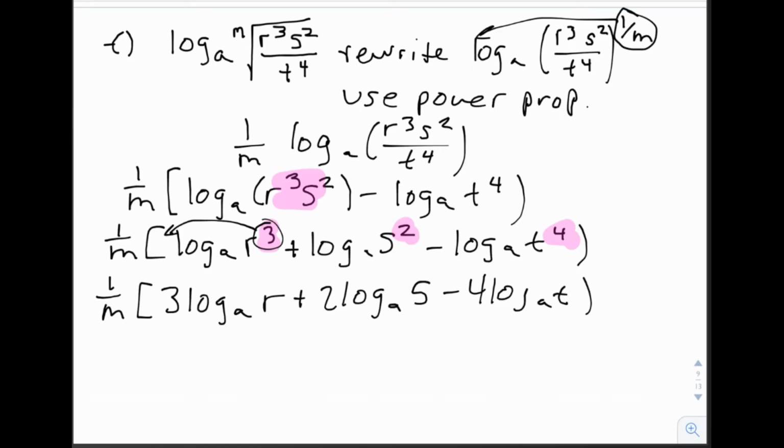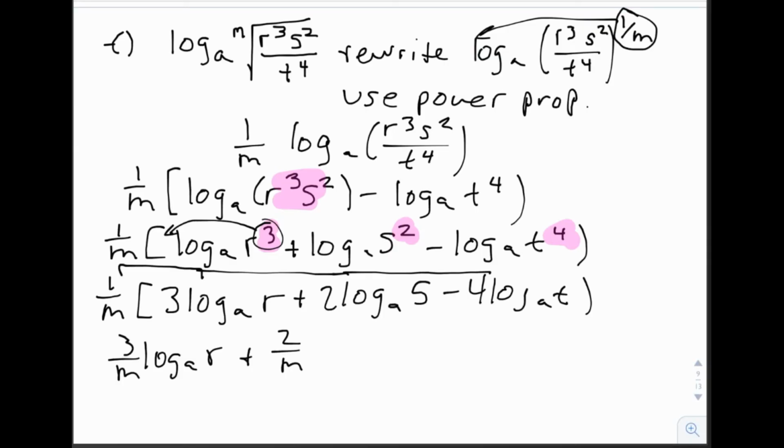Let's go ahead and see if we need to do anything else to further reduce here. So in this case, what we can do next is go ahead and distribute that 1 divided by m by each of these different terms here. So what should that give us? Well, that should give us a 3 divided by m log base a of r, and then finally plus 2 divided by m log base a of s, and then last we will have a 4 divided by an m and then log base a of t.